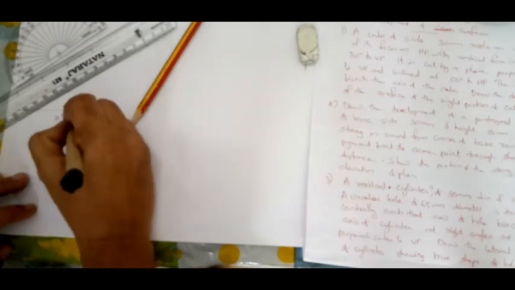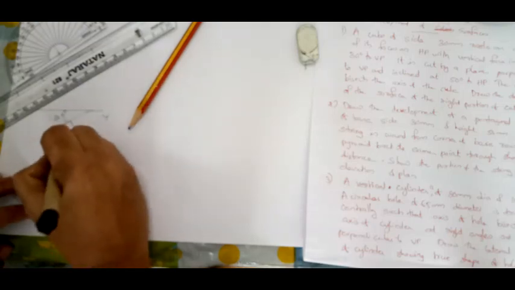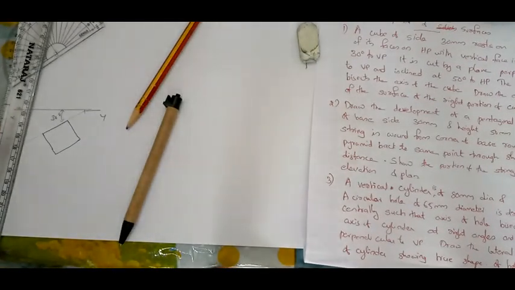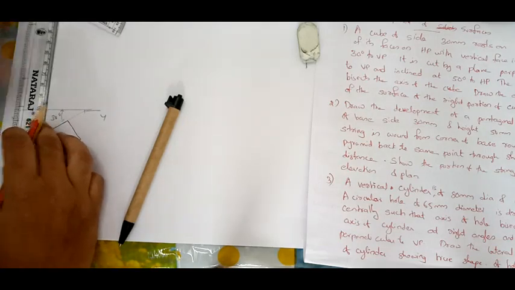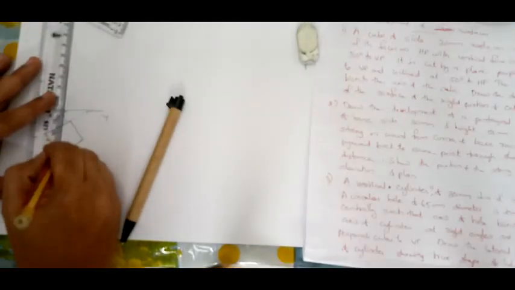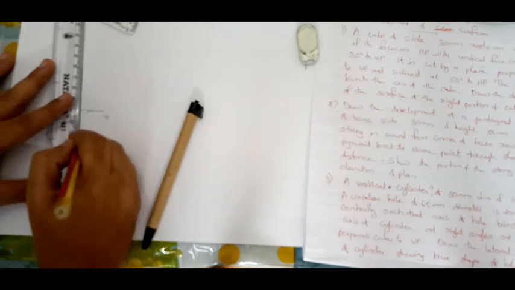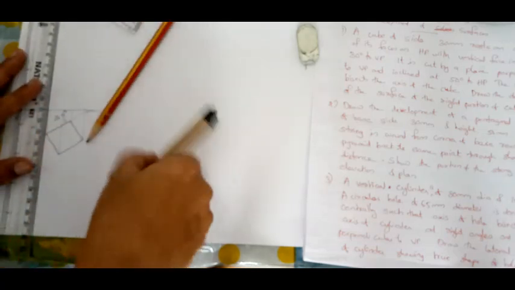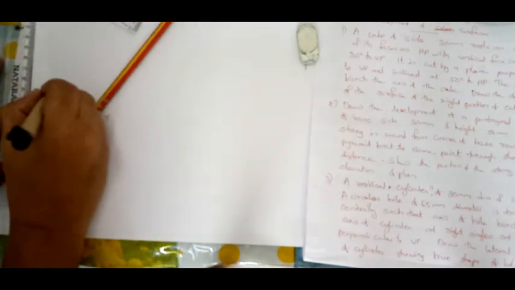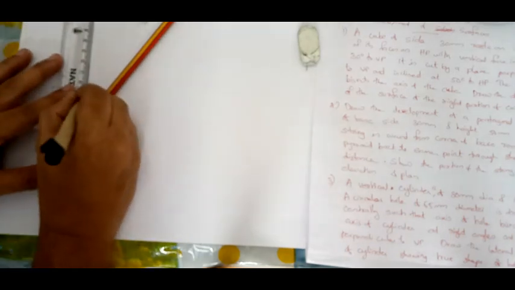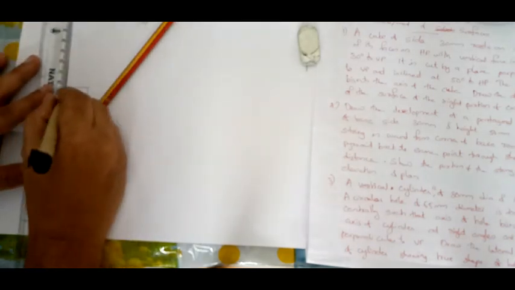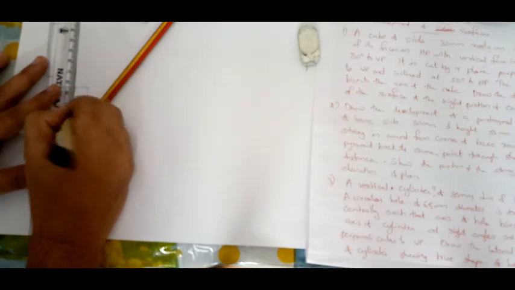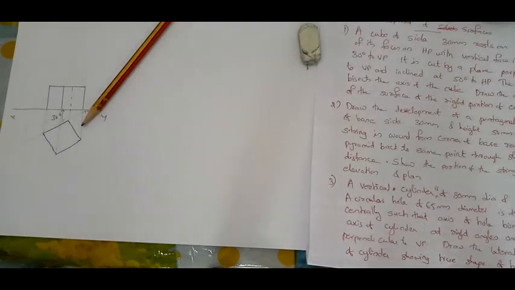Now draw perpendicular lines, 90 degree lines, measure 30 mm on it and complete the square. Completing the square is very simple, you already know. Now project upwards in order to obtain the front view. The height is also 30 mm for a cube. So complete the cube. This will be visible and this will be dotted. So we have completed the front view and top view.